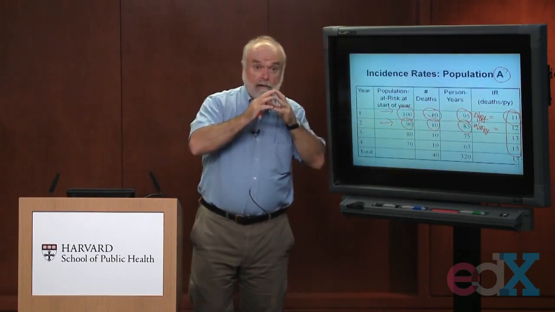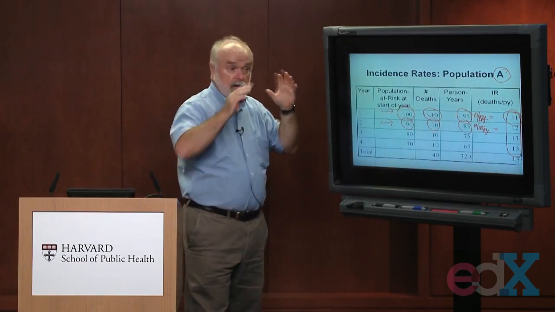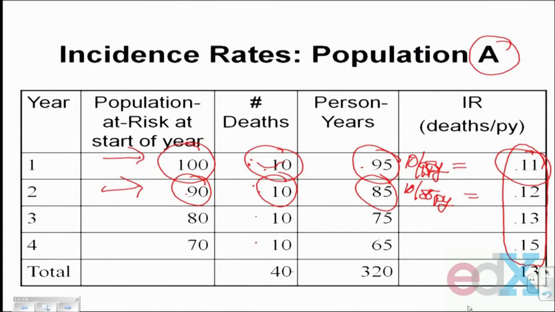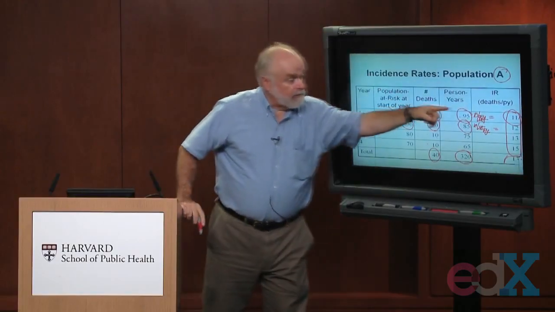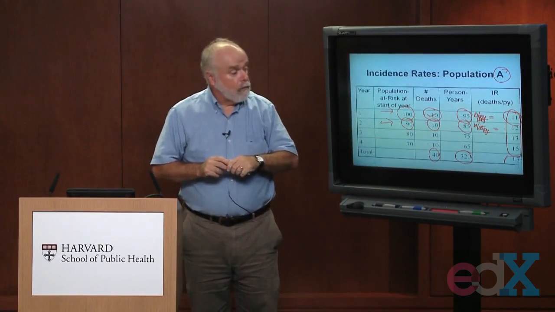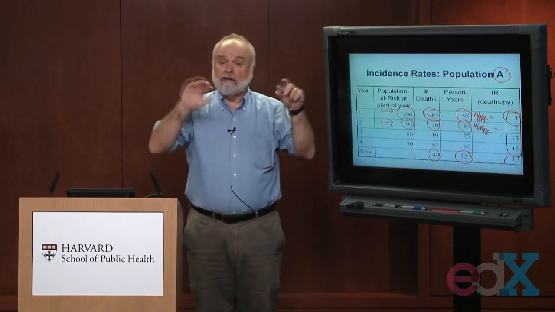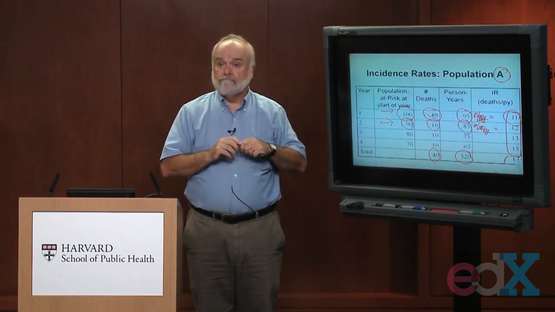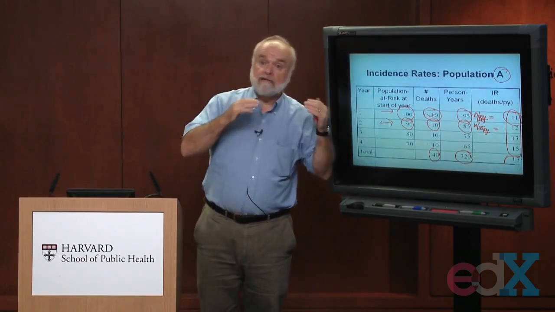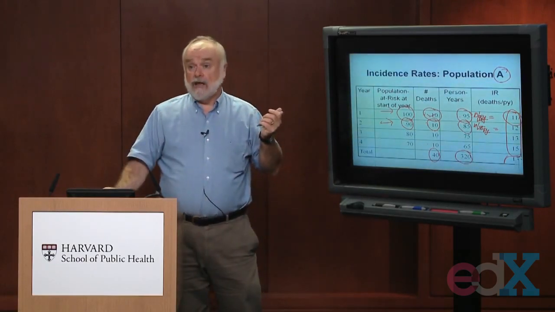Now, if you come along and calculate a single value for the incidence rate, total number of deaths, 40, divided by total number of person time, by adding up all the person years, 320, you'll get a value, 0.13 deaths for every 1 person year, and that 0.13 is an average. It's an average of the 0.11, the 0.12, the 0.13, and the 0.15 incidence rates that exist at the 4 different years of follow-up. So that's how you can measure the incidence rate function for population A.